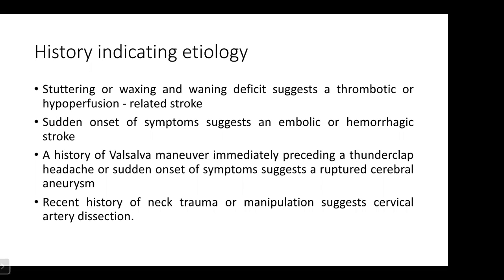Another is a history of bypass or maneuver immediately preceding a thunderclap headache or sudden onset of symptoms, suggestive of a ruptured cerebral aneurysm. What happens? The patient has a stent, and after that he develops a severe headache. Then we must think that there is a rupture of an aneurysm. We must be concerned about the severity and acuteness of the headache, and related changes in weakness of the limb are always important.